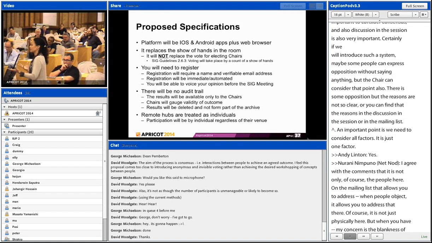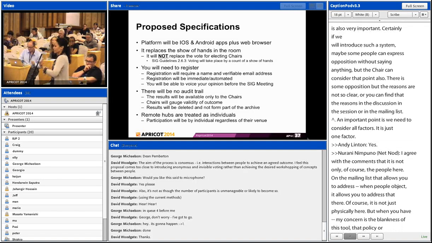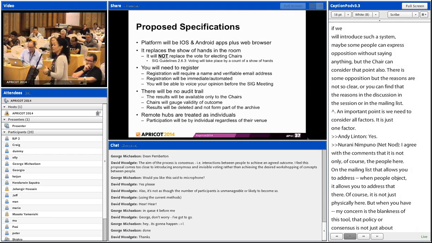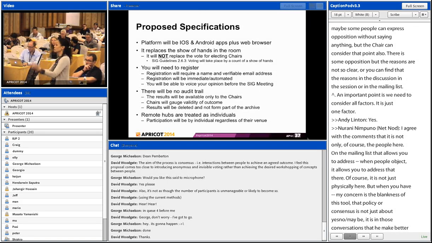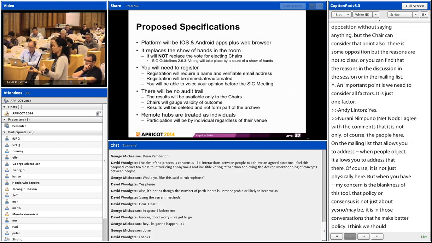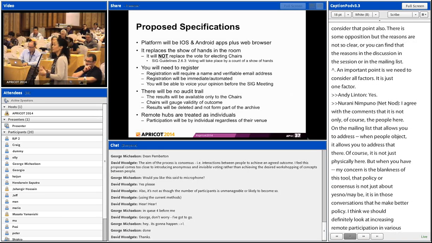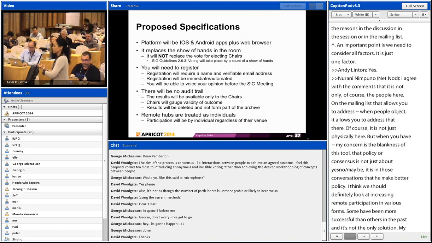That policy or consensus is not just about yes, no, maybe. It is in those conversations that you make better policy. And I think we should definitely look at increasing remote participation in various forms. Some have been more successful than others in the past, and it's not the only solution. But my concern is the yes, no, maybe, because I don't think it makes good policy.